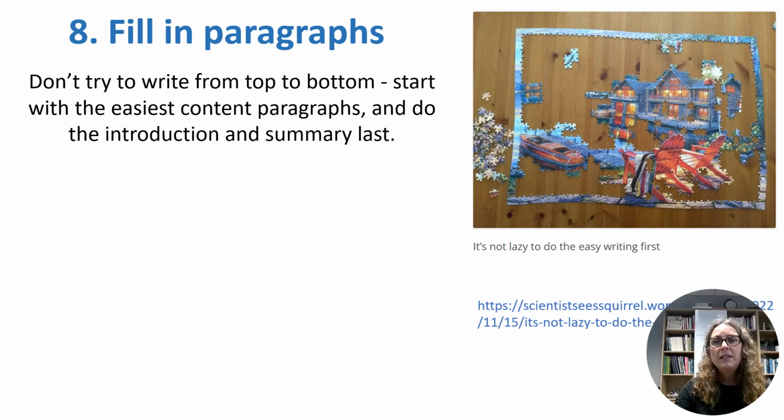There's a little graphic here, and this is from a post by Stephen Heard, who writes the Scientist Sees Squirrel blog, and he also literally wrote the textbook about how to write science papers. And Stephen says it's not lazy to do the easy writing first, and gives the analogy of doing a jigsaw puzzle where a lot of people, not everyone, start with the edges. And then after that, you might go, oh, I've got all these red pieces, I'll do that bit first. And it's kind of the same. If you know the content, if your bullet point says, I'm going to write a paragraph on this, and you know exactly what you want to say and what things you want to cite, then do that first.